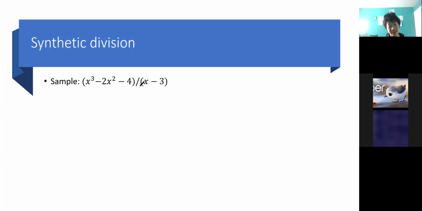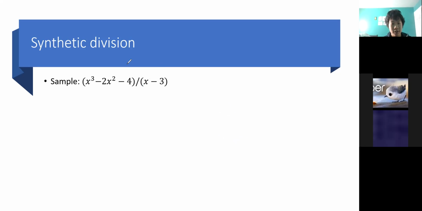But it only works if the divisor, which is the denominator, is an x to the power of 1 minus some kind of constant. Okay, it has to be a binomial, and the greatest power in there has to be x to the first. It cannot be x squared minus 3. Then we can't use synthetic division. It has an x to the first plus or minus some kind of constant. Okay, in this case, it was minus 3.